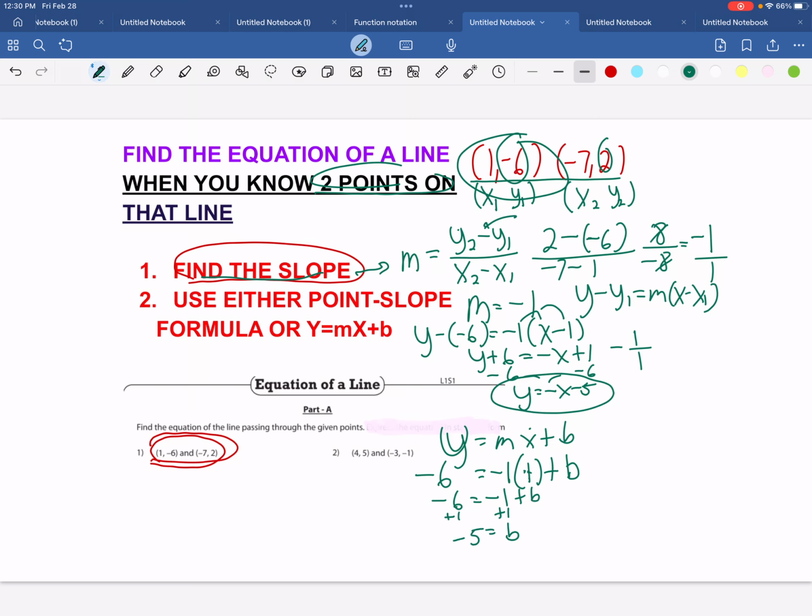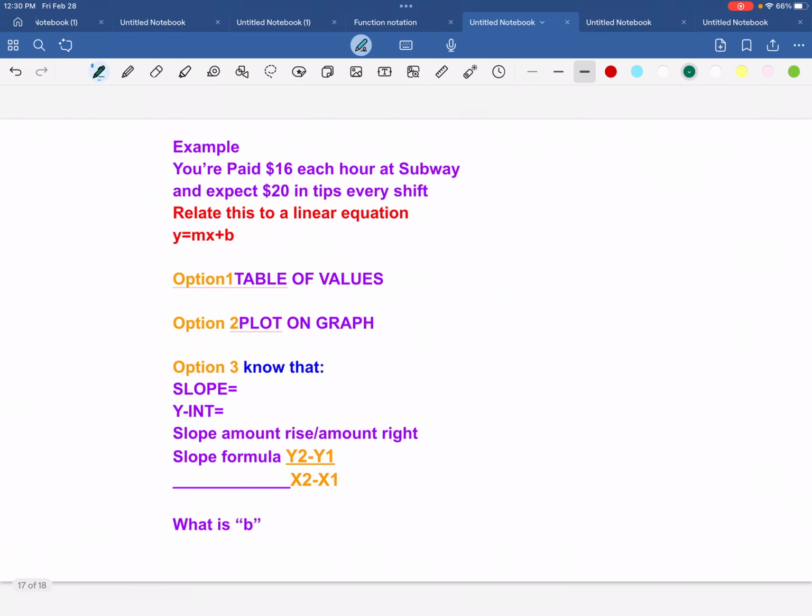So we go ahead and rewrite our equation. y is equal to, I write the slope, which was the negative 1 or negative x, and then I knew my b, negative 5. Got the same answer, whichever way you would like. Okay, so here's a quick example here. Let's say you're paid $16 an hour at Subway and expect $20 in tips every shift.